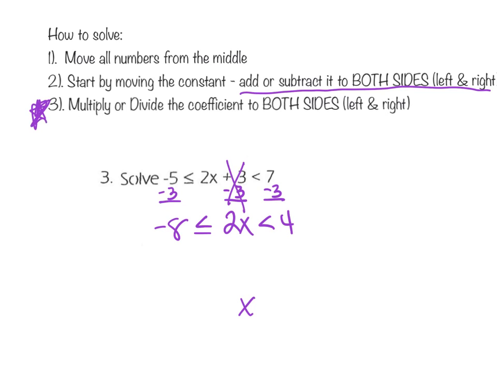Step number 3. Red star or purple star, whatever. Multiply or divide the coefficient to both sides, left and right. Coefficient is what number? 2. So do it. Divide by 2 in the middle to cancel itself out. Divide by 2 on the left to take care of that side of the inequality. Divide by 2 on the right to take care of that side of the inequality. Do my inequalities change positions or directions or anything? Did I? No. -8 divided by 2.